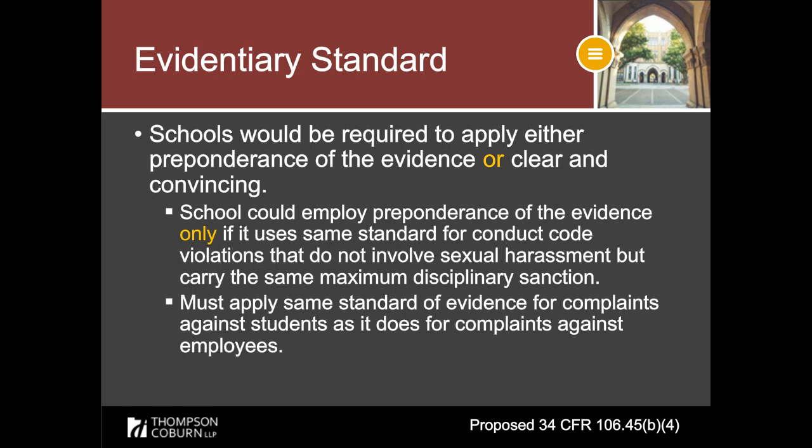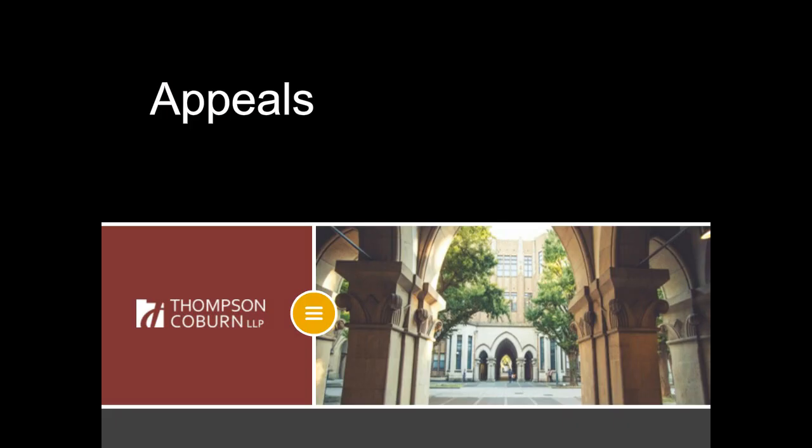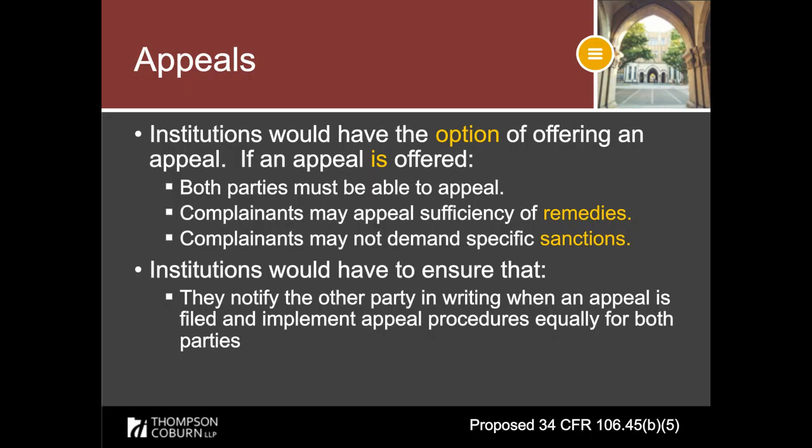You also have to apply the same standard of evidence for complaints against students and employees. Again, this is under the proposed rule. These are all proposed. Appeals. Schools would have the option of offering an appeal. I mentioned that earlier. If an appeal is offered, both parties have to be able to appeal. Complainants may appeal the sufficiency of remedies, but they can't demand specific sanctions.